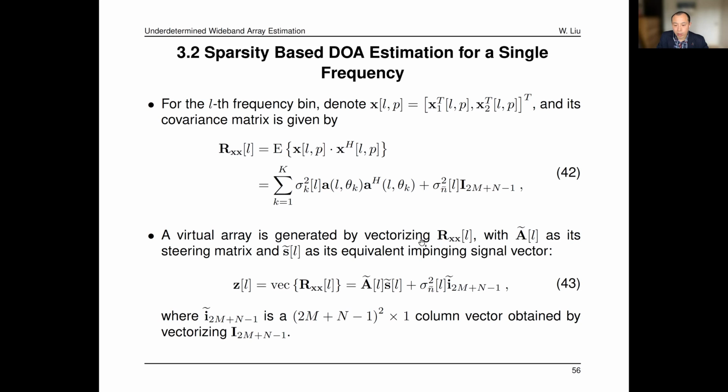The virtual array is generated by vectorizing this. So you do the vectorization, then you can generate this virtual array like before. So vectorizing this, you use ZL, so for this Lth bin, ZL, and then you have this new steering matrix. It's a virtual steering matrix. Okay, and this is the source vector. So you put this into this vector, and then you vectorize this. You got this structure. This is the vector. Okay, so it's a (2M plus N minus 1) squared times 1 column vector obtained by vectorizing this.